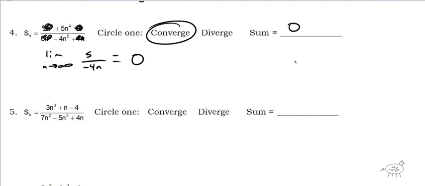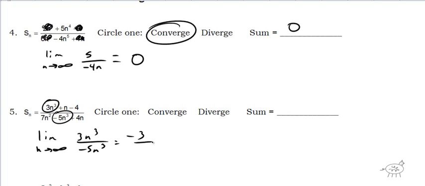Okay. So the next one, again, you're just going to keep the 3n cubed and the negative 5n cubed. And so you're going to say the limit as n approaches infinity of 3n cubed over negative 5n cubed, which is just negative 3/5. Okay, so it's going to converge to negative 3/5.